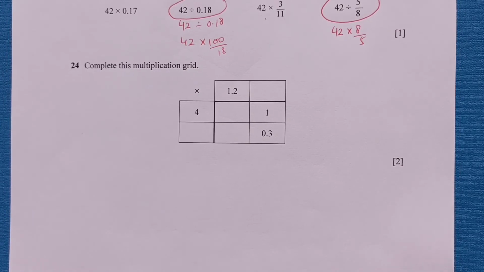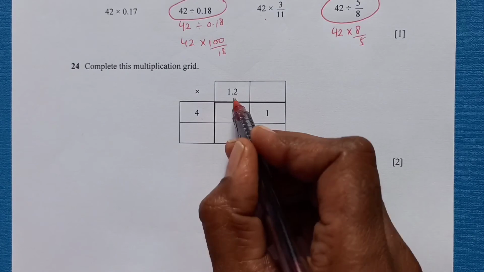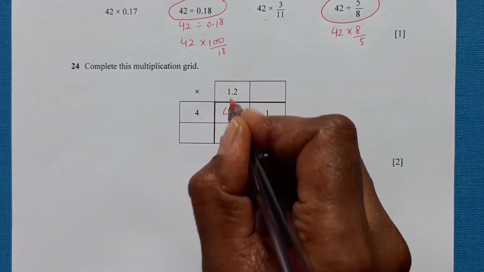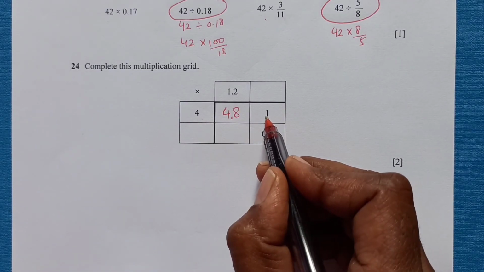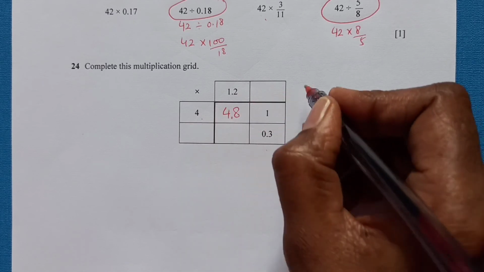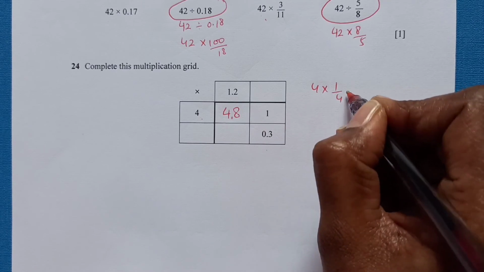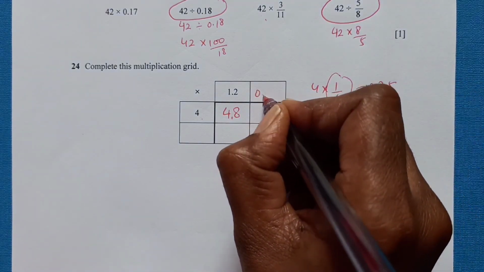Now question number 24. Here is the multiplication grid. We need to multiply. So 4 times 12 is 48. One decimal place here, one decimal place here, so we got 1. That means to get 1, it should be 4 times 1 over 4. Then you will get this. So 1 over 4 is 0.25. So it will be 0.25.